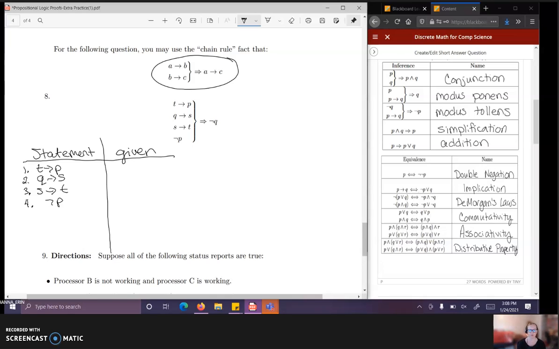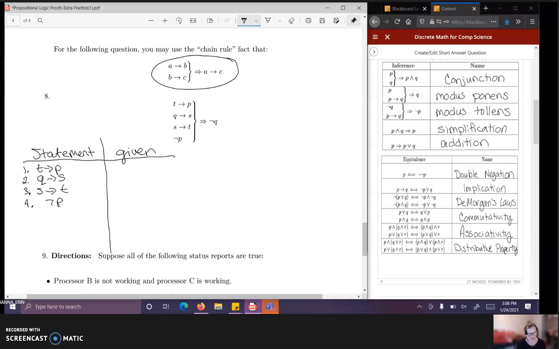So if we look at our rules to see something that might give us not Q, what's looking good is modus ponens and modus tollens. Maybe modus tollens is looking a little nicer because it already has the not in it, but remember, we could always get a not Q from modus ponens as long as it was a P implies not Q.